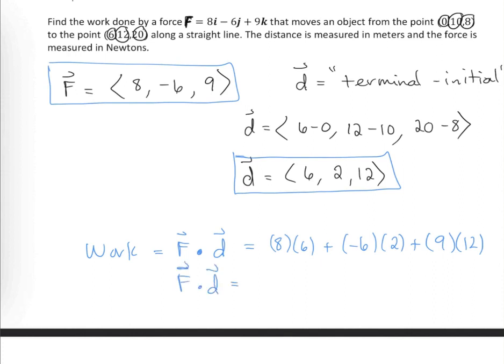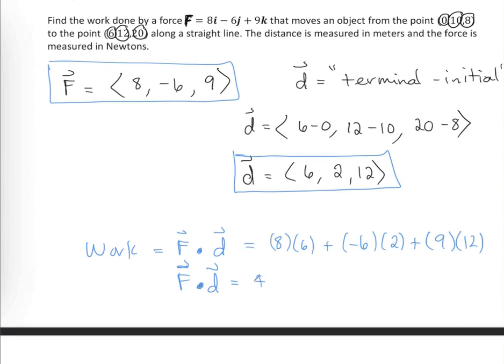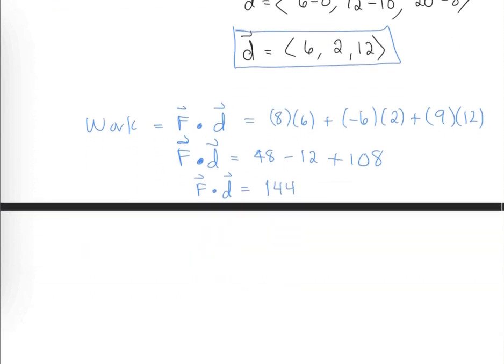Remember, always have our vector hats on the top of a vector so that the notation is correct. This is going to be 48 minus 12 plus 9 times 12, which is 108. So our work done, which is this force times distance, is going to be equal to, adding up all these quantities, 144.